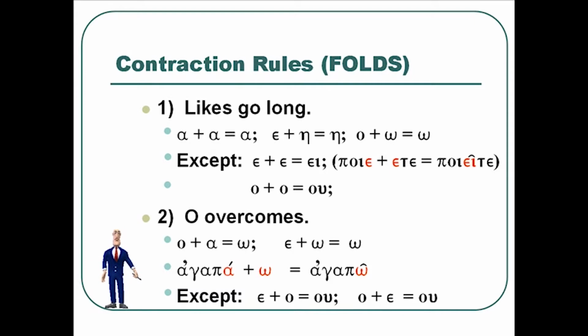Except in the case of the epsilon plus omega becomes an u rather than an omega, and the omicron plus an epsilon, the reverse order, becomes an u as well. So I like to say this as oe-oe-u. Think about that once more time. Oe-oe-u. And that'll give us a little hint on how this O overcomes, except in the case of oe-oe-u.